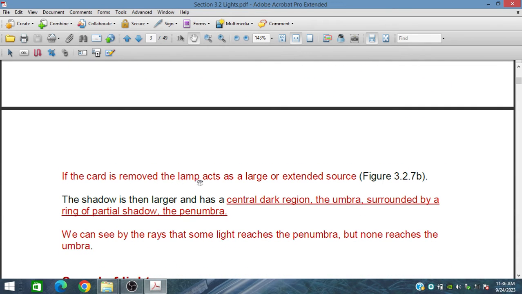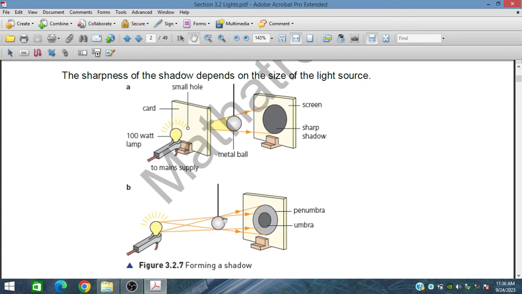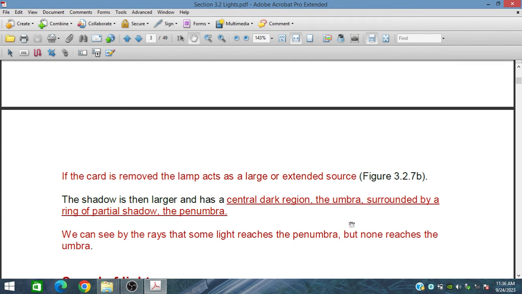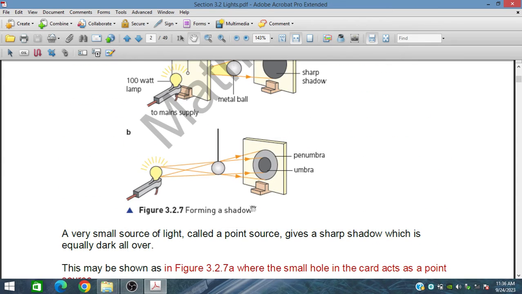If the card is removed from the lamp, it acts as a large or extended source, as shown in figure 3.27b, like this. The shadow is then larger and has a central dark region, the umbra, surrounded by a ring of partial shadow, the penumbra. So we have umbra and penumbra because of this.